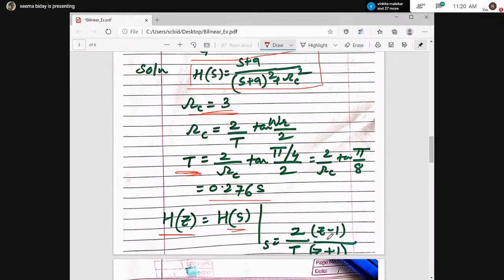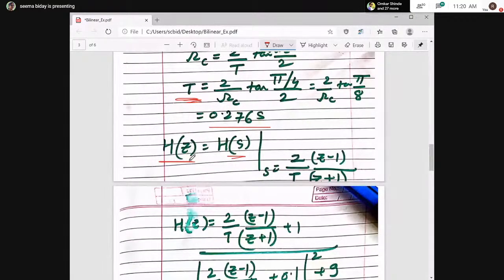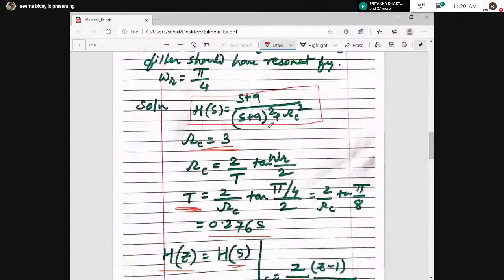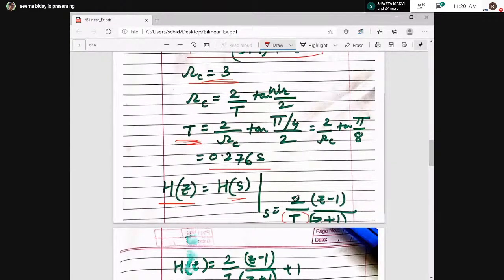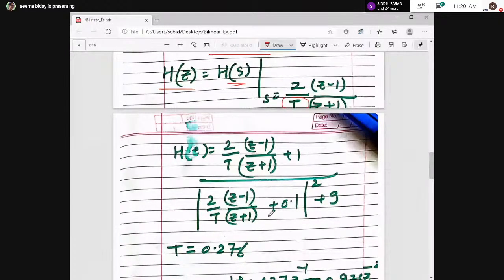Yes, ma'am. So I hope everyone is understanding, and parallelly you must write down in the notebook. Now, for replacing S by 2 by T, we need T. That's why we computed T. First, in the example, what is given, that you should write. Then you write down the formula. Then you can see what is required. Capital T is required. So T is determined in this way. Now put T equal to this, then your task is over.